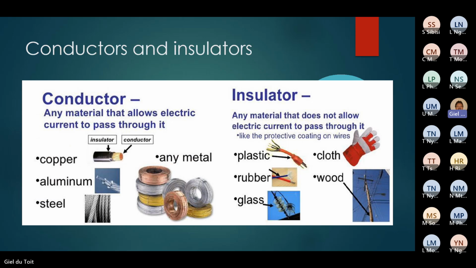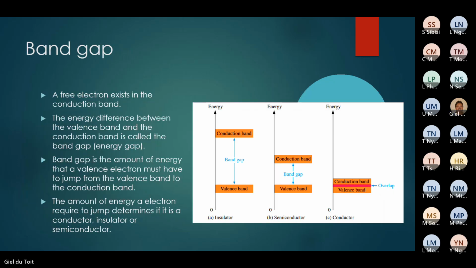The next slide just tells you about conductors and insulators. Insulators are like plastic, rubber, glass, wood, and cloth. They are insulators, except if you put the wood maybe in water or salt water, it will be somewhat conductive. Your conductors are always metals. So copper is a metal, aluminium, steel, gold, and silver. They are all metals and they are good conductors. I'm just reiterating this. I know we've done it before.